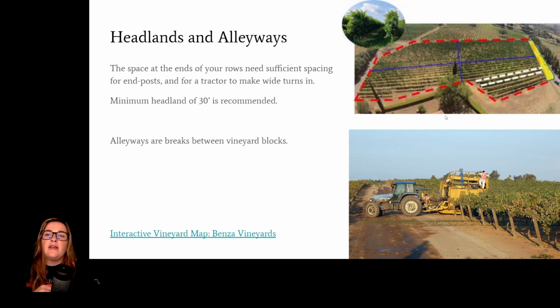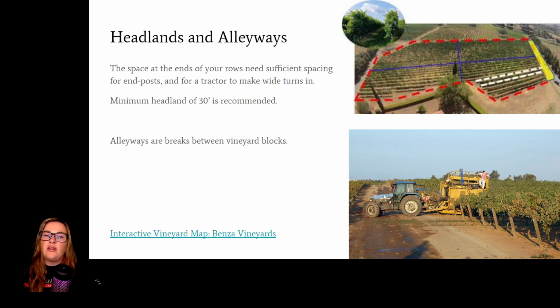So first thing to think about is the border of your vineyard, right? You have to have a lot of space to allow tractors and equipment to turn around in, to get from row to row, and also to section off between your blocks as well, right? So the space at the end of your rows needs sufficient spacing. So you have your tractors, but also end posts. A minimum headland of 30 feet is recommended. If you're using machine harvesters or very large equipment, it could be more than that, but it's something to think about, right? And then alleyways are just breaks between vineyard blocks, right? So something that you can drive vehicles easily through and big equipment can turn around in again.